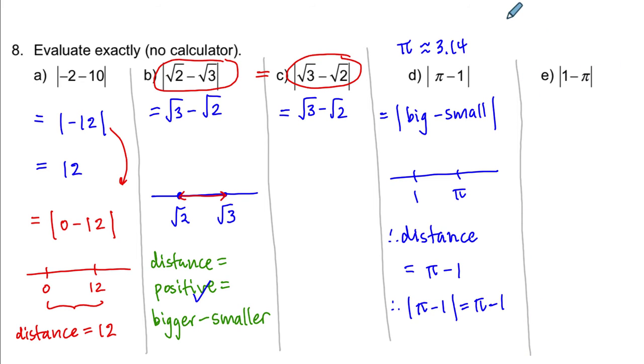And for the last example in part E, we have the absolute value of 1 minus pi, which is still talking about the distance between 1 and pi, which is still going to be a positive answer. And in this case, it's the same as the absolute value of pi minus 1, which is just pi minus 1. Remember, we're taking the bigger number minus the smaller number to get a positive answer.